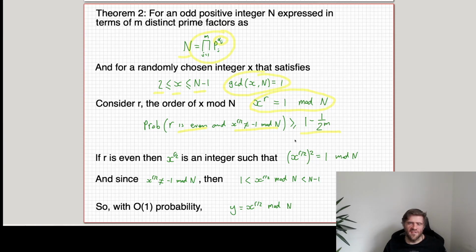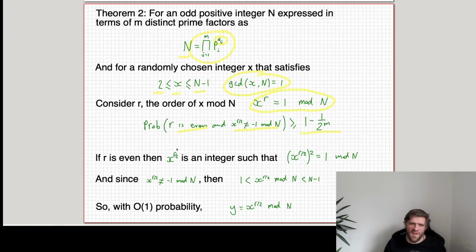The more distinct factors there are, the more likely it gets. But even if there's only one distinct factor, it is only as bad as half. So it's a fairly decent probability. So if you randomly choose an integer, it's fairly likely to satisfy these properties for you. Or at least for a randomly chosen integer, the corresponding order of x modulo n is fairly likely to satisfy these properties. Why do we care?